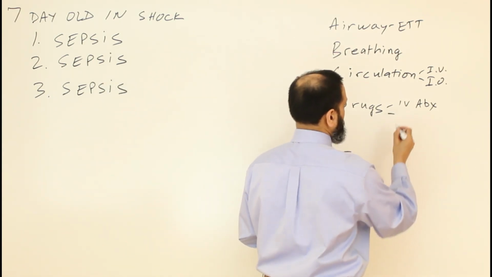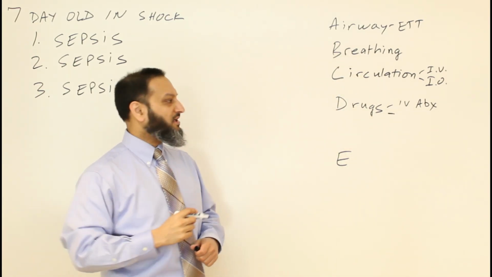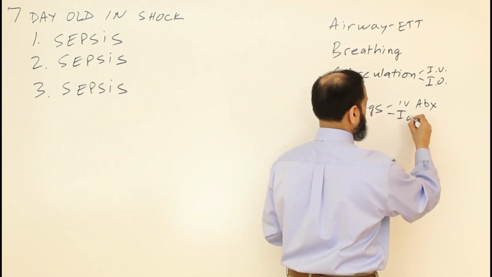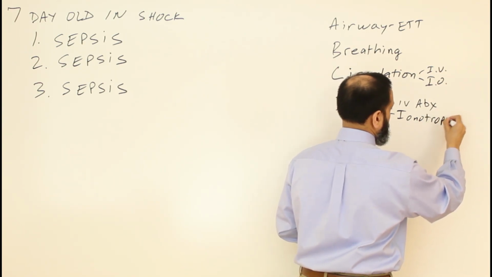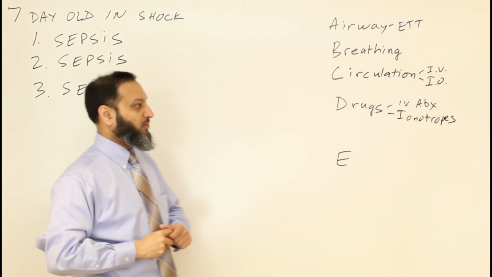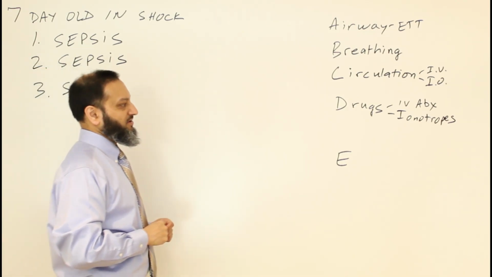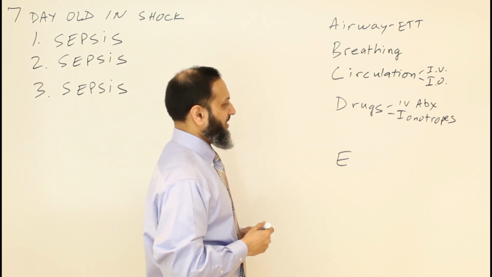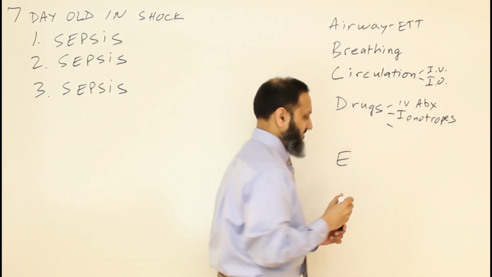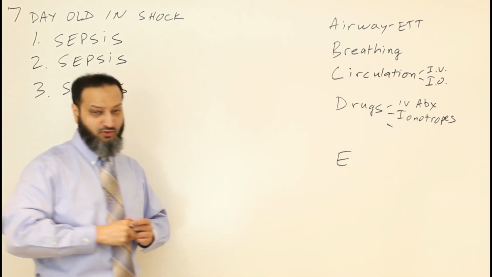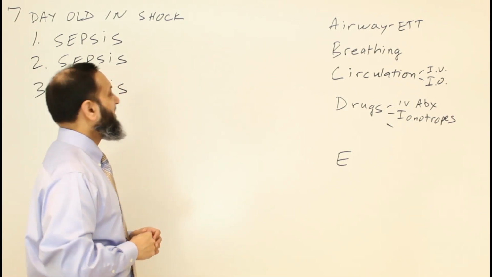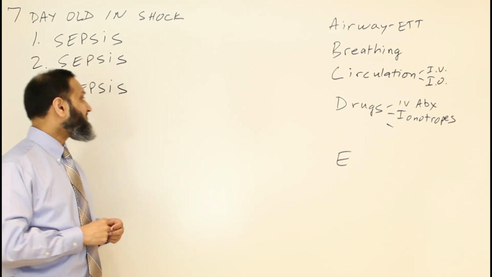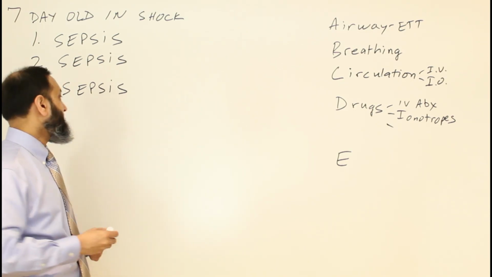In addition to antibiotics, the other drugs that you might give to help with circulation could be inotropic support, so dopamine, dobutamine, and other inotropic support to help with circulation. So that could be another thing that you would do as well. And then there's another D related to drugs that we're going to get to as we go through the differential diagnosis. So again, 7-day-old coming in shock as described in this case: sepsis, sepsis, sepsis until proven otherwise.